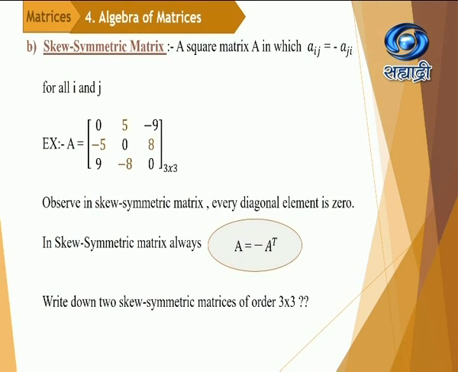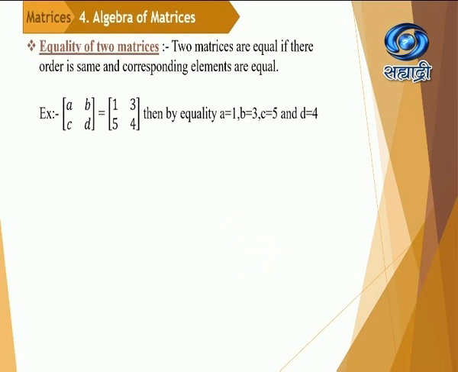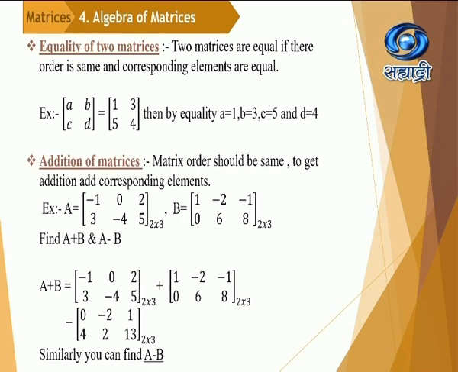So at home you can write down two skew symmetric matrices of order 3 cross 3, or you can also write for 2 cross 2. Then the third point is equality of two matrices. Two matrices are equal if their order is same and corresponding elements are equal. So here the matrix a, b, c, d equal to matrix 1, 3, 5, 4. Then by equality, corresponding position elements are equal: a equal to 1, b is 3, c is 5 and d is equal to 4.